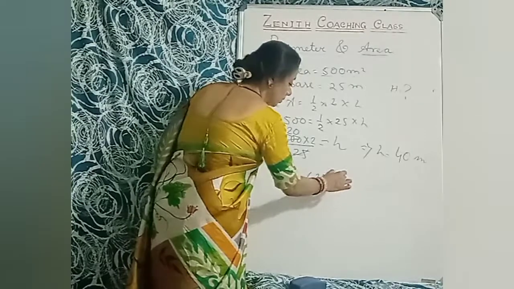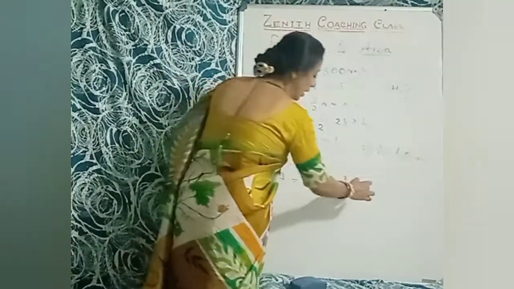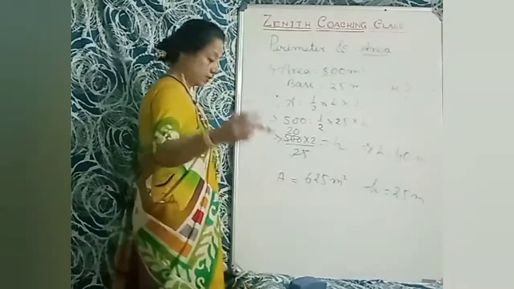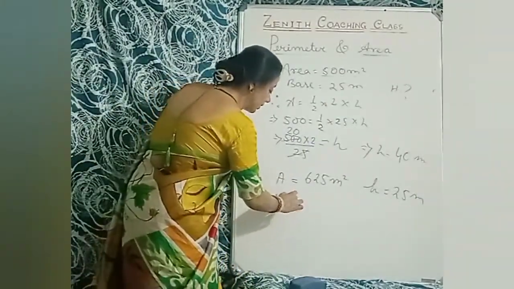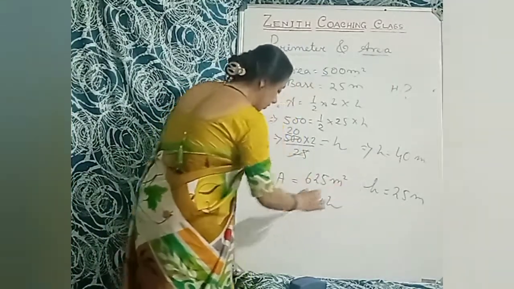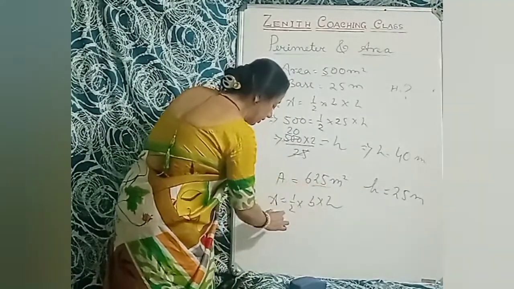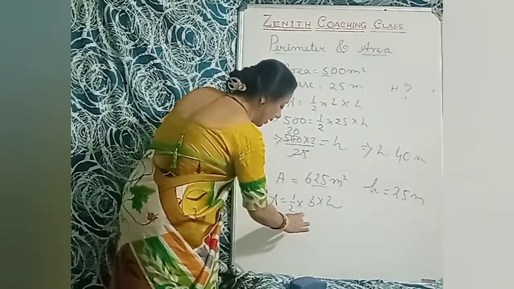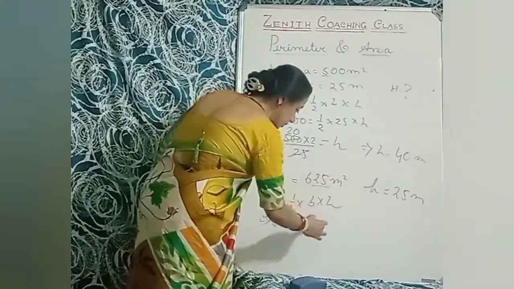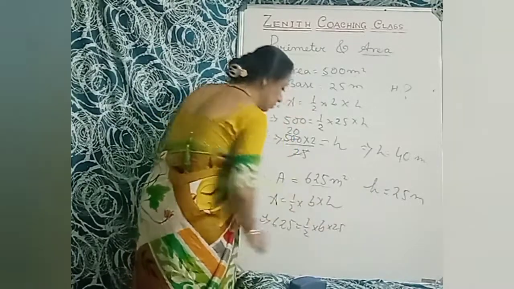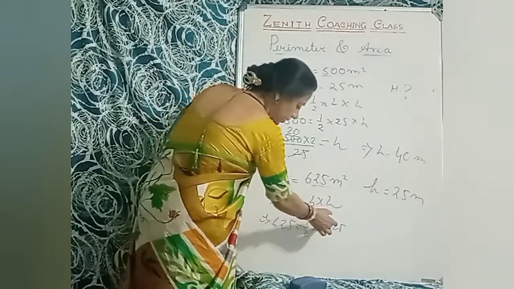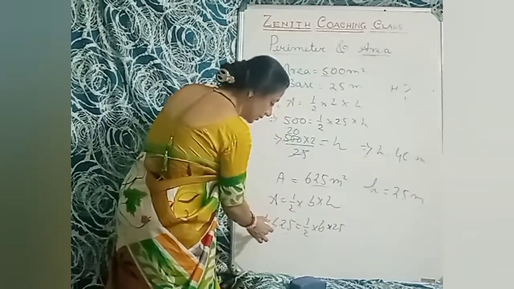625 meters square. Okay. Height equals 25 meter. So you have to take out base. The same formula: area equals half multiplied by base multiplied by height. So put 625 here in the place of area. 625 equals half multiplied by base, and height equals 25. So what you do? Here is 2, it will be multiplied. And here it is multiplied by 25, so it will come as divided.